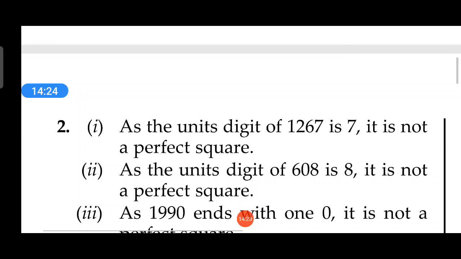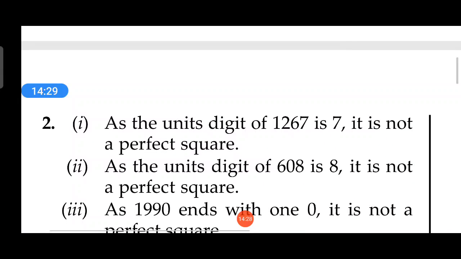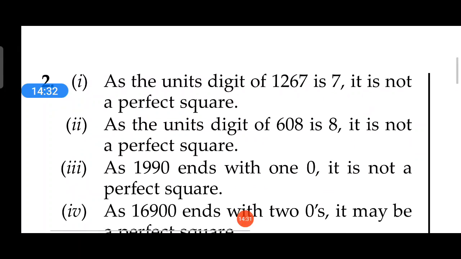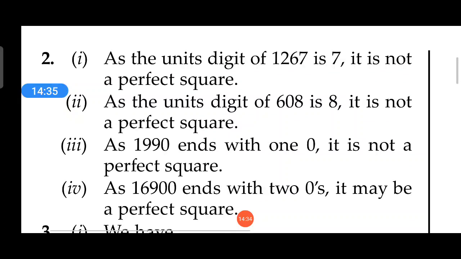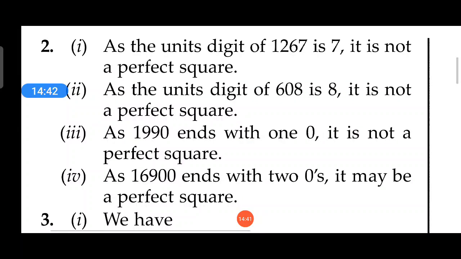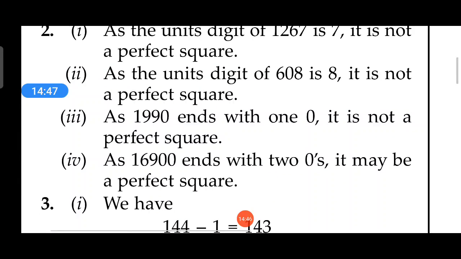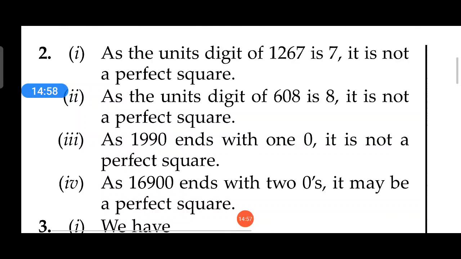Now come to question number second. Without doing any calculation, find out the numbers which are not perfect square. Here we have to see the last digit. As we know, if the last digit is 2, 3, 5 or 7 at the end, we consider it a non-perfect square. So first is non-perfect square, last digit is 7.